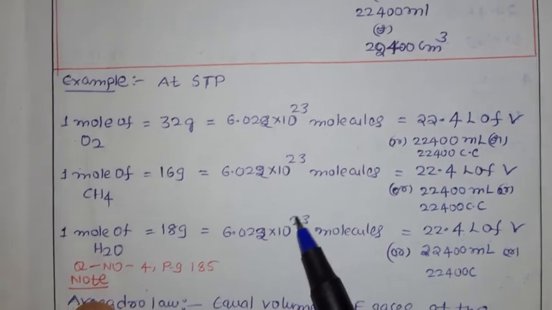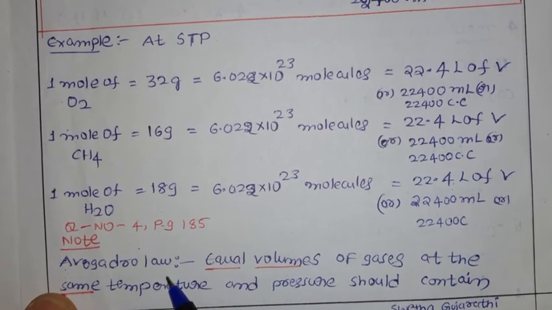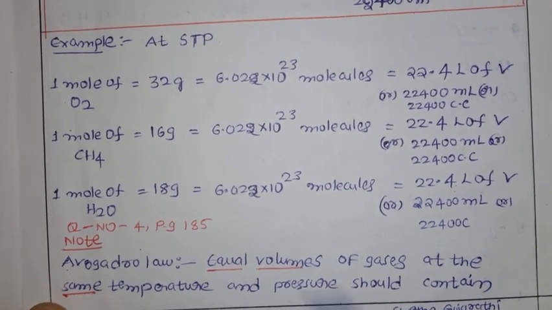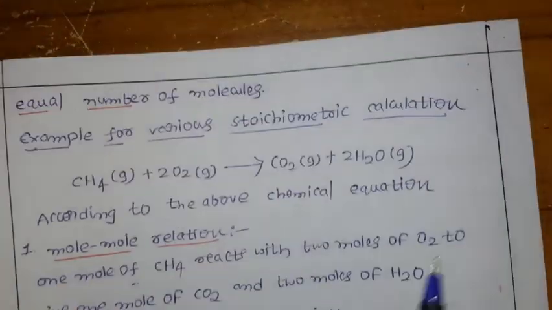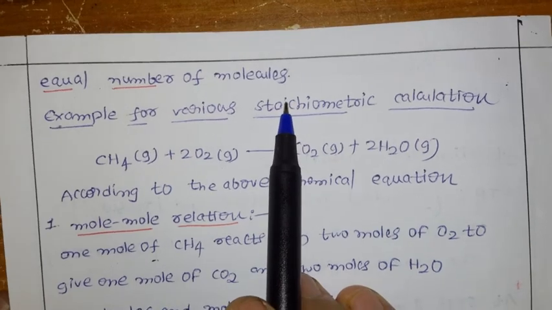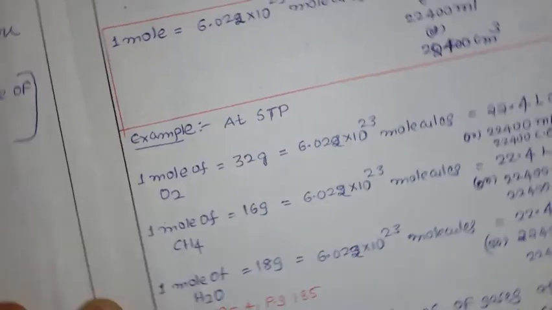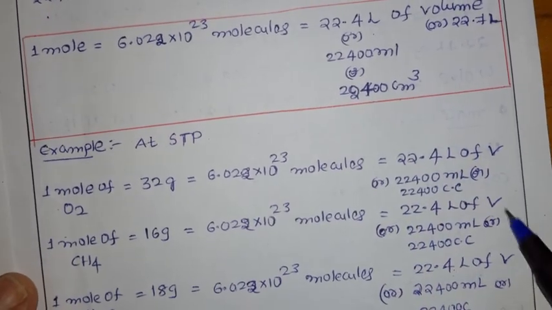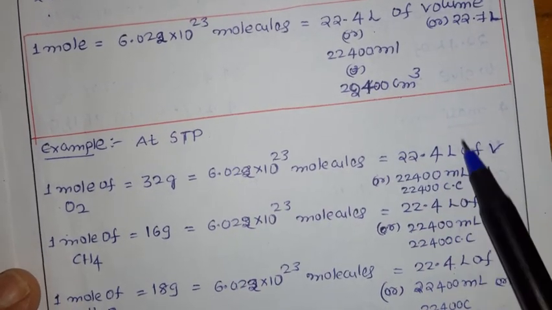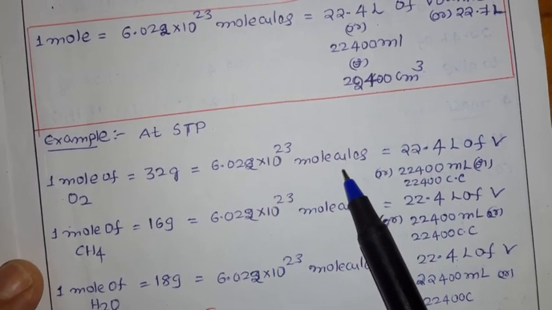Now you can confirm this with the Avogadro law. What does Avogadro law tell? Equal volumes of gases at the same temperature and pressure should contain equal numbers of molecules. Here, all these gases have equal volume, 22.4 liters. So they have an equal number of molecules.